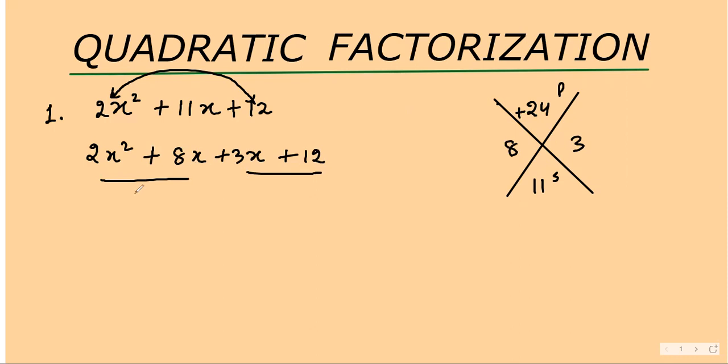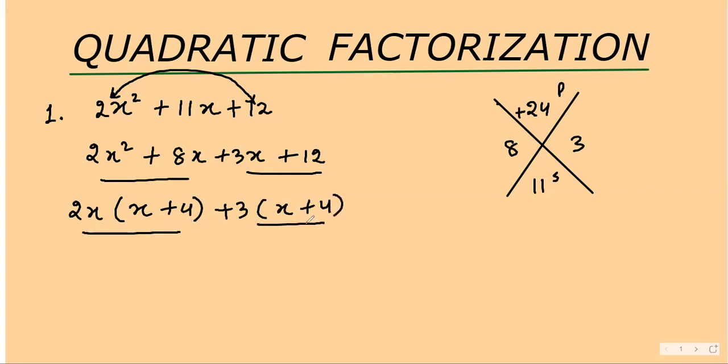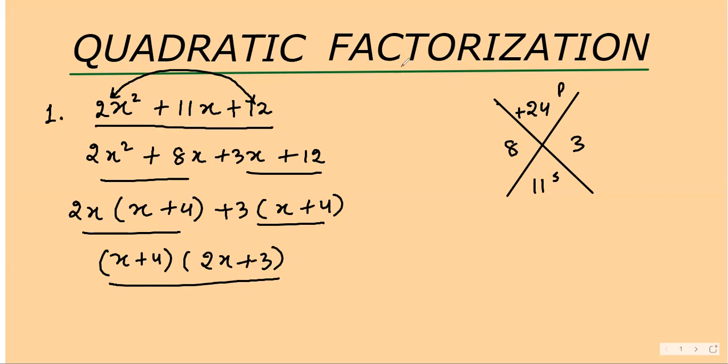Then from the first pair we can take 2x common. We have to take the maximum possible factor outside. So it's 2x here, and inside we get x plus 4. And here we take 3 common and we get x plus 4 inside. Now x plus 4 is common in both of these terms, so we'll take x plus 4 as the common factor and inside we get 2x plus 3, right? So these two are the factors for the polynomial 2x squared plus 11x plus 12, correct?